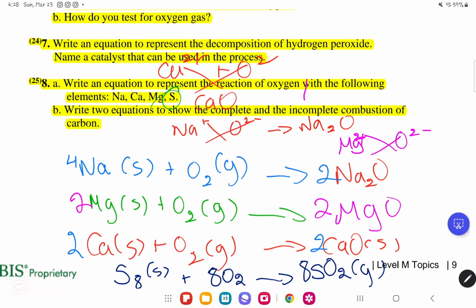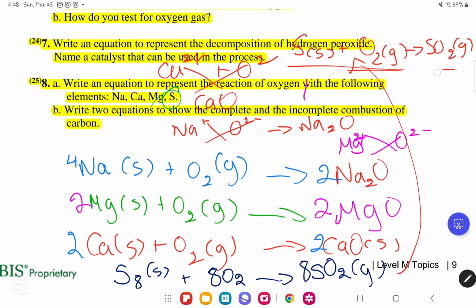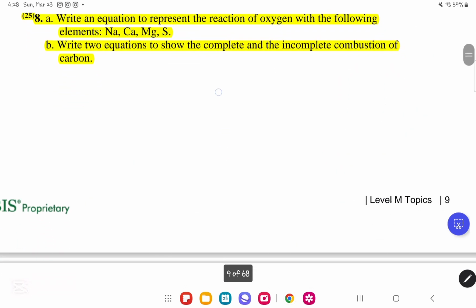That is if you take it as S8. However, if you take it as S, it will be different. So I will put the other version up here. It could be S, which is a solid, will react with O2 gas to produce SO2 gas. So this is usually what we use. The other is just extra if you want to know it, but this is mainly what we use when writing these equations. Okay, so we move on to part B.